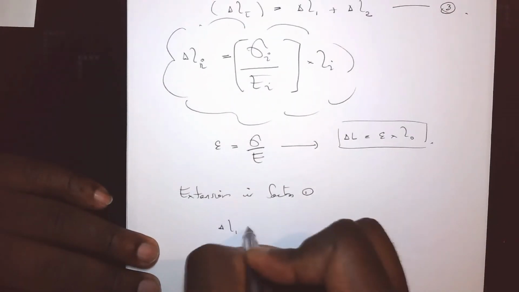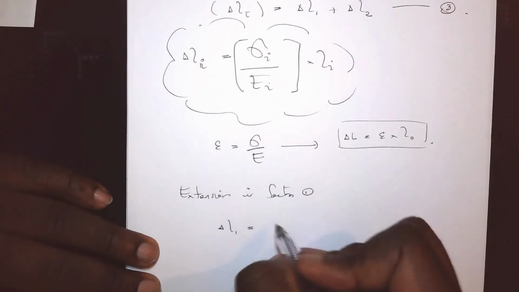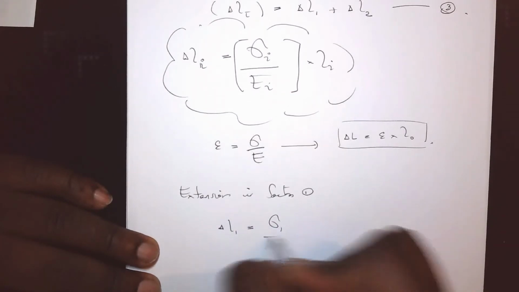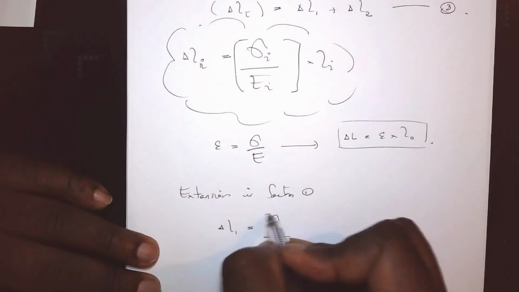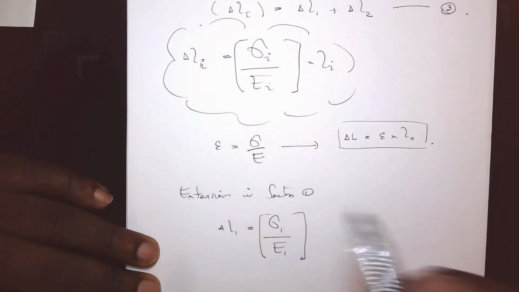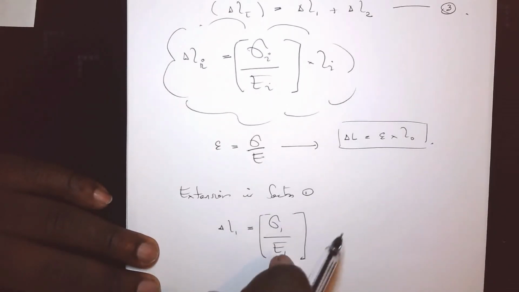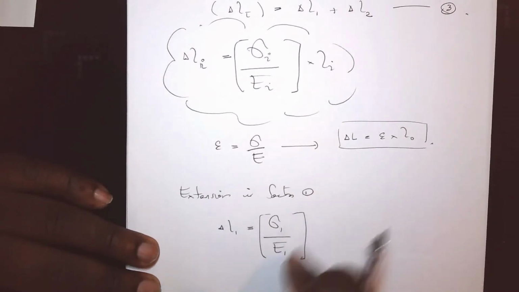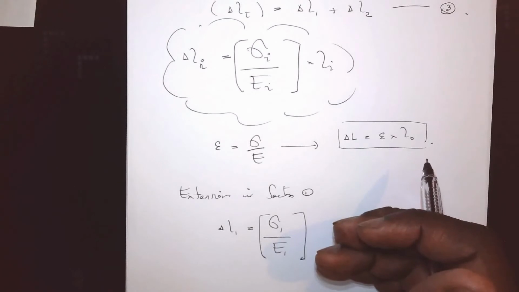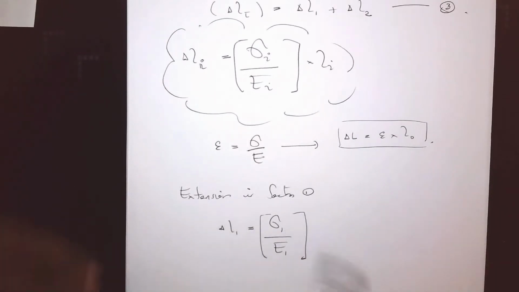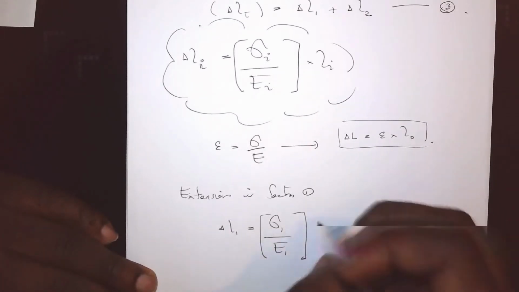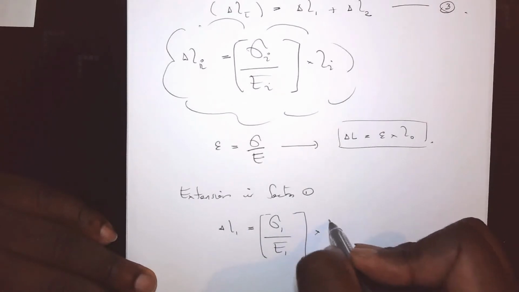Delta L1 is equal to sigma 1 over E1, times the length of that particular section. The component's homogeneous, so we don't really need different values of E for the sections of the component, unless it's a composite, then that's a different story, depending on the nature of the composite.